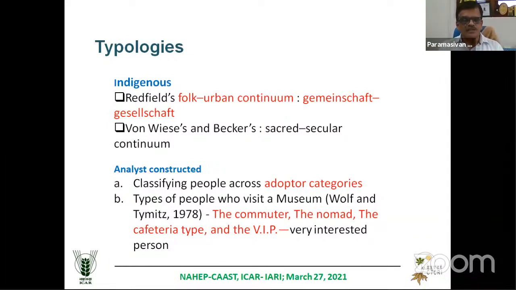And analyst-constructed typologies are adopter categories like innovator, early majority, late majority. These all come under Rogers, based on his analysis of data, and he classified the people into different adopter categories. And another one is about the people who visit the museum. They classified them as the commuters, the nomad, the cafeteria type, and the VIP. So this is one of the researches which has classified the people into different kinds of construct categories.